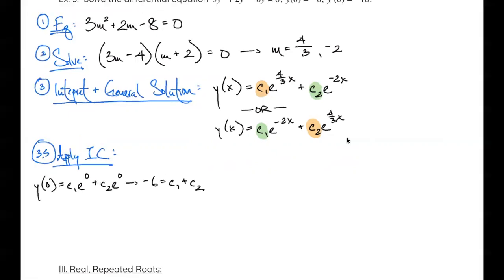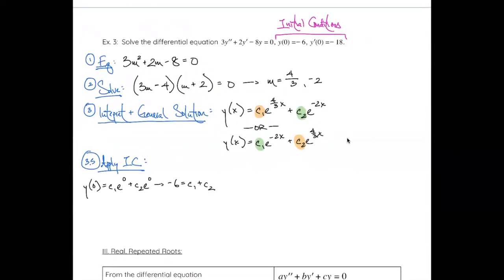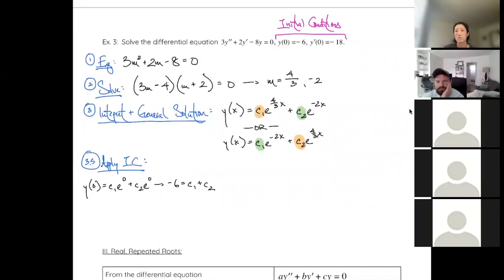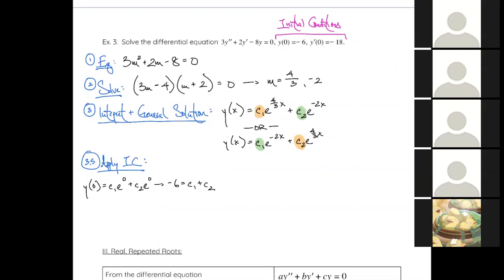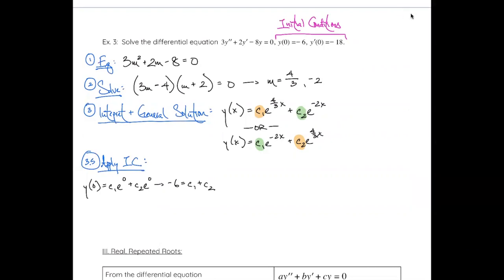All right, so let me get the whole question back on one page. Does that part make sense to folks? Where we got this -6 equals C1 plus C2. All right, I see some heads nodding. Now we have to use the second initial condition, right? A second order differential equation means that you get 2 initial conditions.